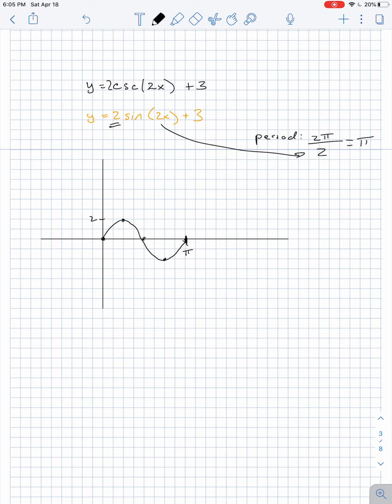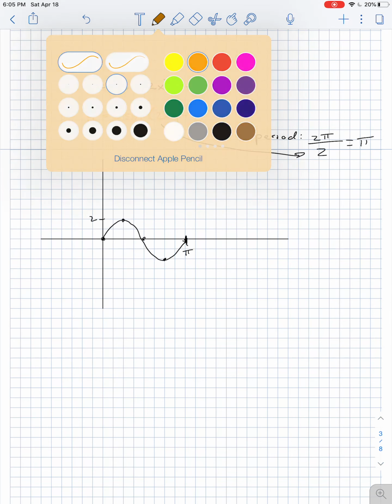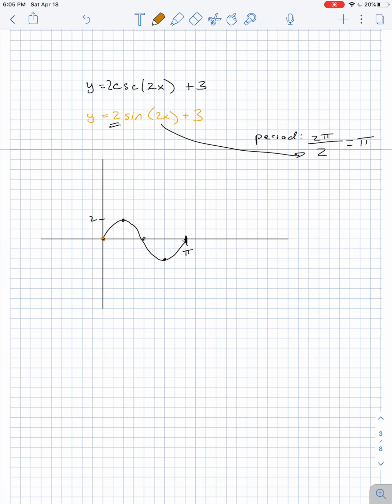Then I'm going to shift everything up 3. So let's do that in a different color. This point goes up 1, 2, 3, and again 1, 2, 3 for each point. All right, so here's my final. This is y equals 2 sine 2x plus 3.